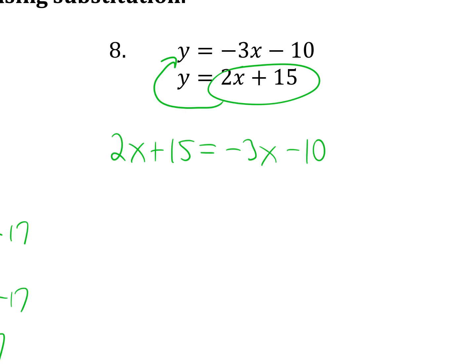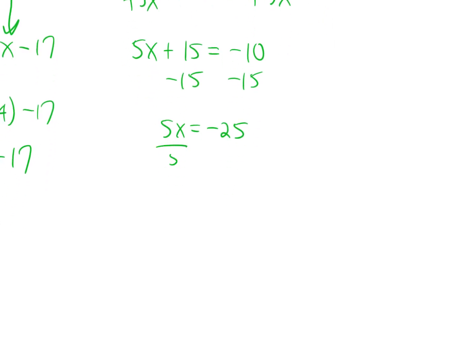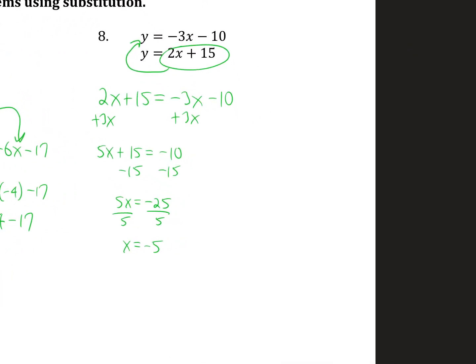All right, now I got to solve for x. Feel free to go ahead and do that if you haven't already. I'm going to add 3x. So we get 5x plus 15 equals negative 10. Now what? Subtract 15. So we get 5x equals negative 25. Divide by 5. x equals negative 5. Are we done?